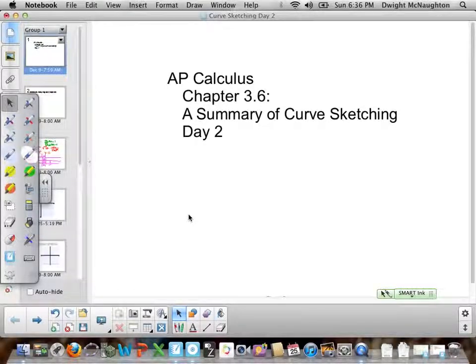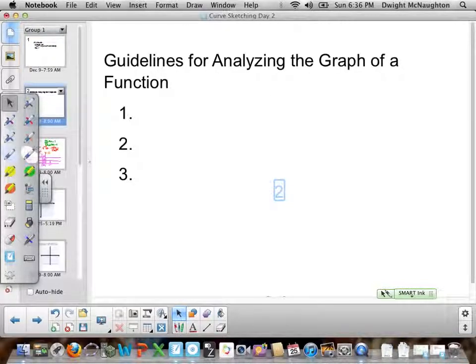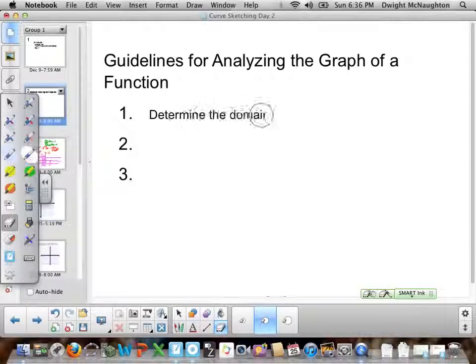6. A summary of curve sketching, day 2. So in review, curve sketching: three things you want to do. First, determine domain and range. What makes the bottom 0? That ties to your domain. Look for limits at infinity to determine your range.